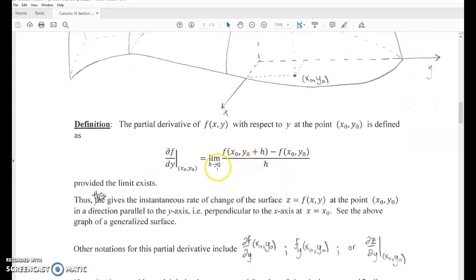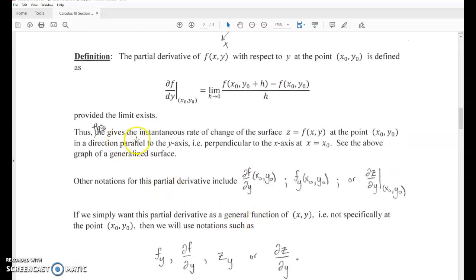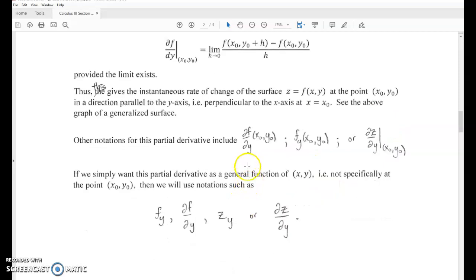But now notice where the limit is. It's at y naught plus h. So f of x naught, y naught plus h, minus f of x naught, y naught. You're adding h to the y naught only, not the x naught. So this gives the instantaneous rate of change of the surface in a direction parallel to the y-axis at that point. In other words, perpendicular to the x-axis. The notations are all similar to what we talked about on the previous page, except we have y's instead of x's.